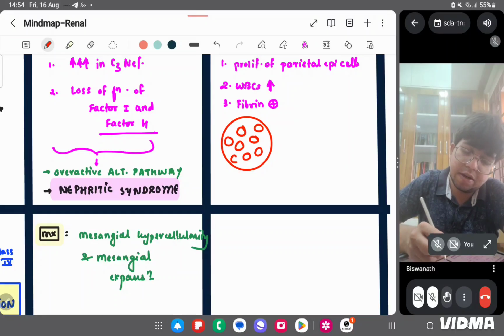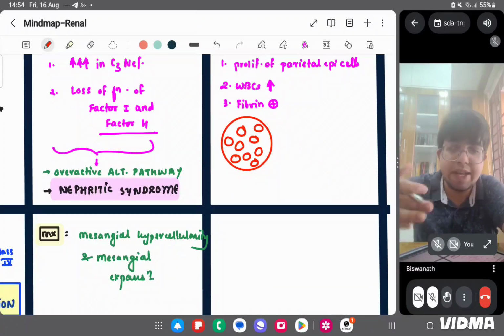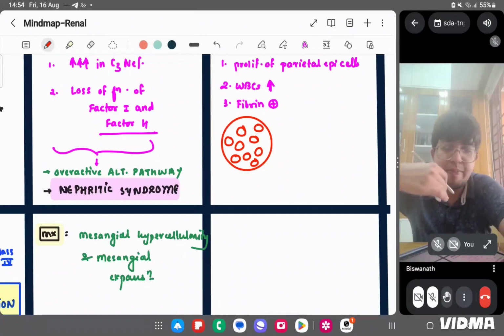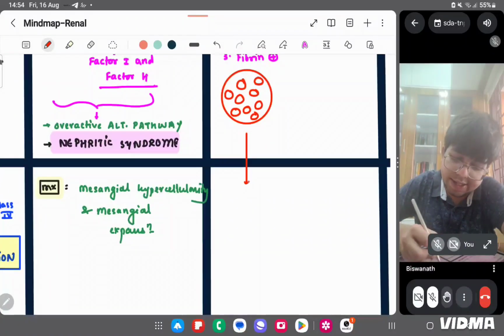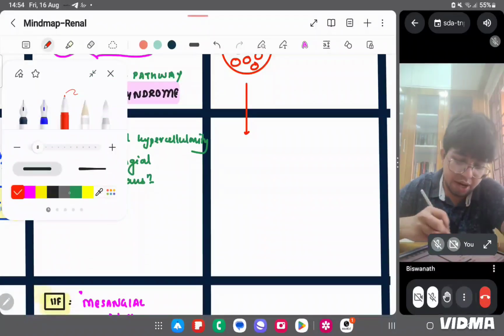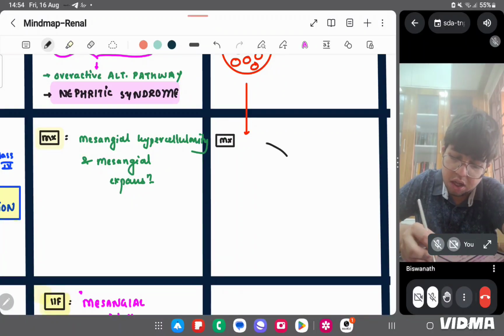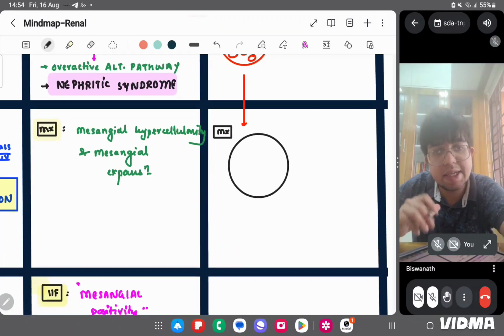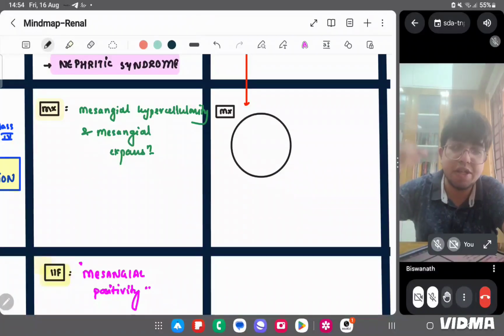this is the mesangium, the capillaries in a cross-section view, and the mesangium here. Due to the excess proliferation, there is destruction of a part, and the formation is like a crescent, a moon-like appearance. If I talk about the microscopy, it will look something like this. The fibrin meshwork will be there, and the cell proliferation will also be there.